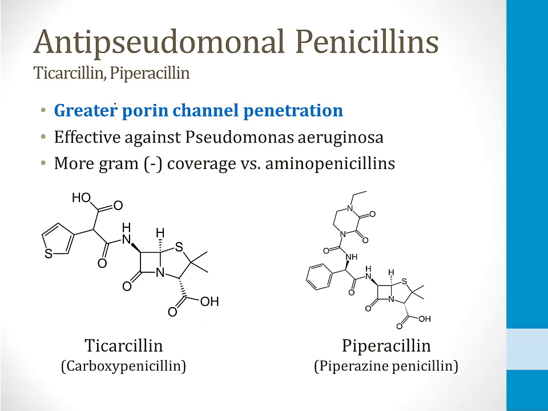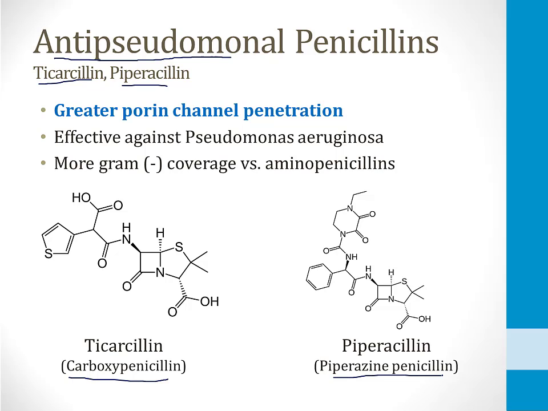Our final class of penicillin drugs are the anti-pseudomonal penicillins. Drugs in this class include ticarcillin and piperacillin. Ticarcillin is technically a carboxypenicillin. This is its structure on the bottom left of the screen. And piperacillin is in a group of drugs called piperazine penicillins.